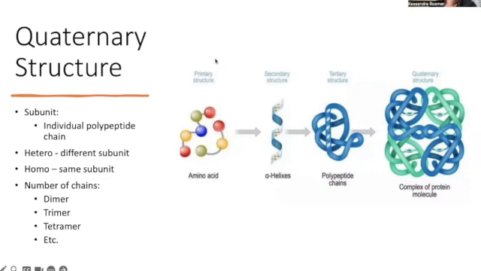And if we have multiple different subunits, like for example, we have an A and B subunit right here, then those are hetero subunits. The number of chains can also vary in quaternary structures. We can have a dimer, which would be 2 chains, a trimer, which would be 3 chains, a tetramer, and so forth.